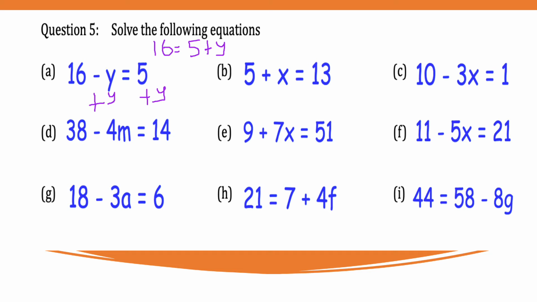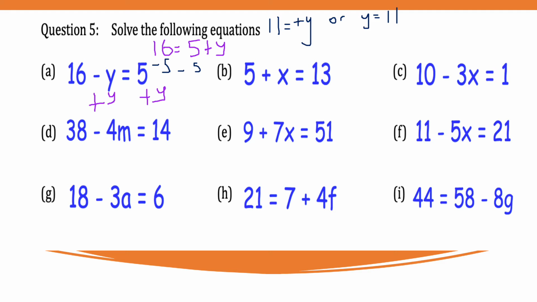So y equals something. I'm now going to subtract 5 from both sides of my equation. So 16 take away 5 is 11. So 11 is equal to positive y, or y is equal to 11. Okay, so that is my answer for part A. What I've done is I've added y to both sides, and then I've minused 5 on both sides, and then I managed to isolate it and get y by itself.